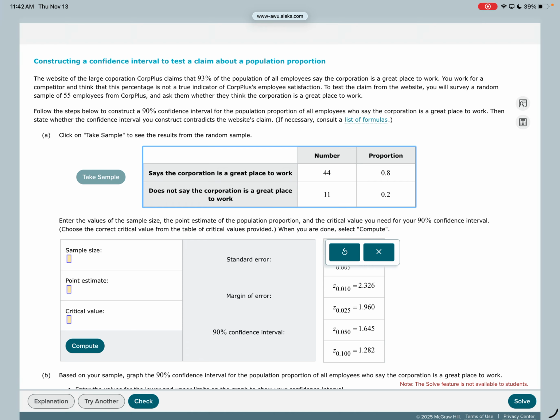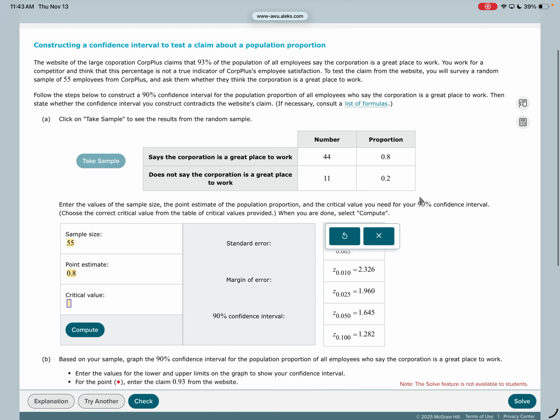Okay. So the website of a large corporation, Corp Plus, claims that 93% of its employees, of the population of all employees, say the corporation is a great place to work. So we do a sample of 55, and we find out that only 80% of them say that it's a great place to work. So how many people did we survey? We surveyed 55. We're saying that 80% of them say they like working there. Our critical value, somebody tell me the critical value. Just like I said, this is the hardest part, choosing which one of these.